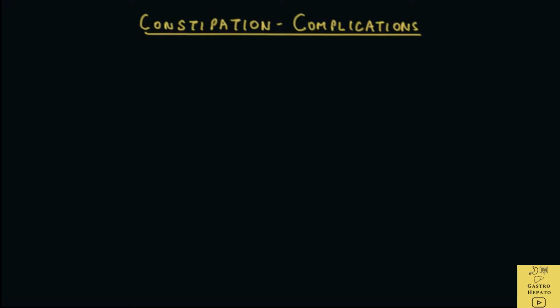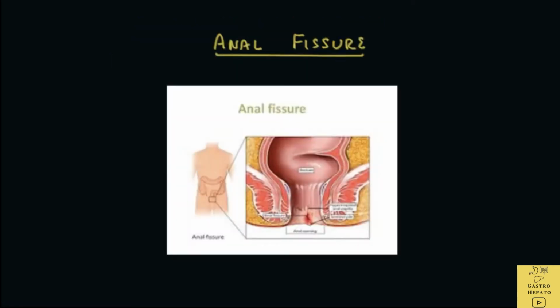What are the complications of constipation? Small tears in the anus called anal fissures. This is an image of an anal fissure. As can be seen here, there's a small tear in the anus and is usually caused by a large or hard stool which is passing through the passageway.